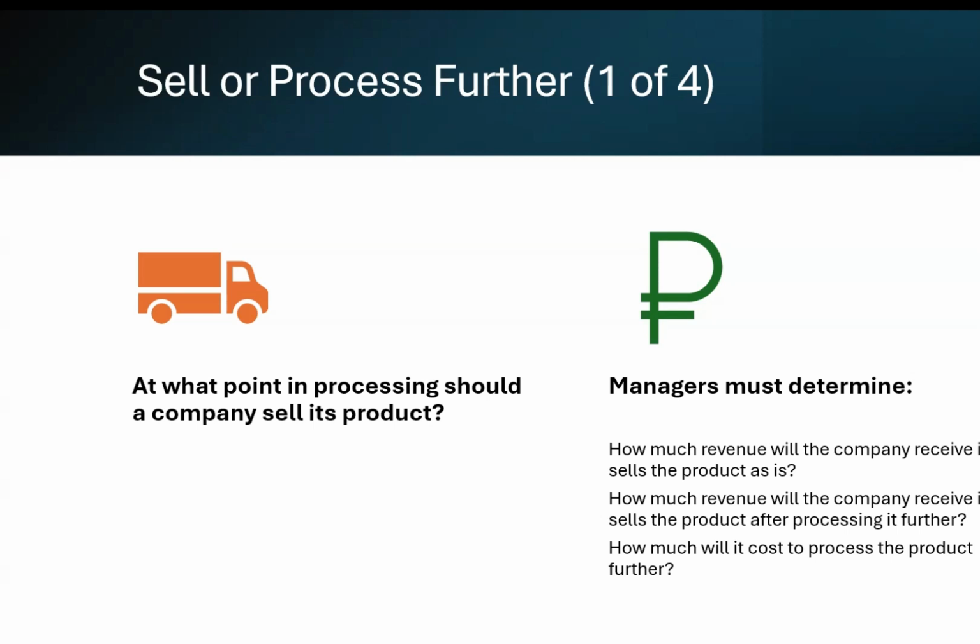So, sell or process further. At what point in processing should a company sell its product? Many companies, especially in the food processing and natural resources industries, face this type of business decision. Companies in these industries process raw material like milk, corn, livestock, crude oil, or lumber, to name a few, to a point before it is saleable.